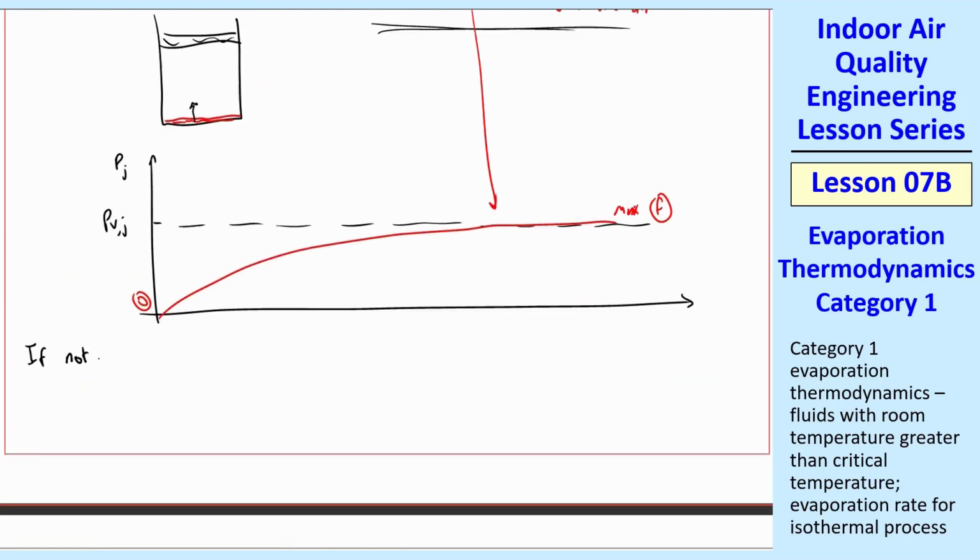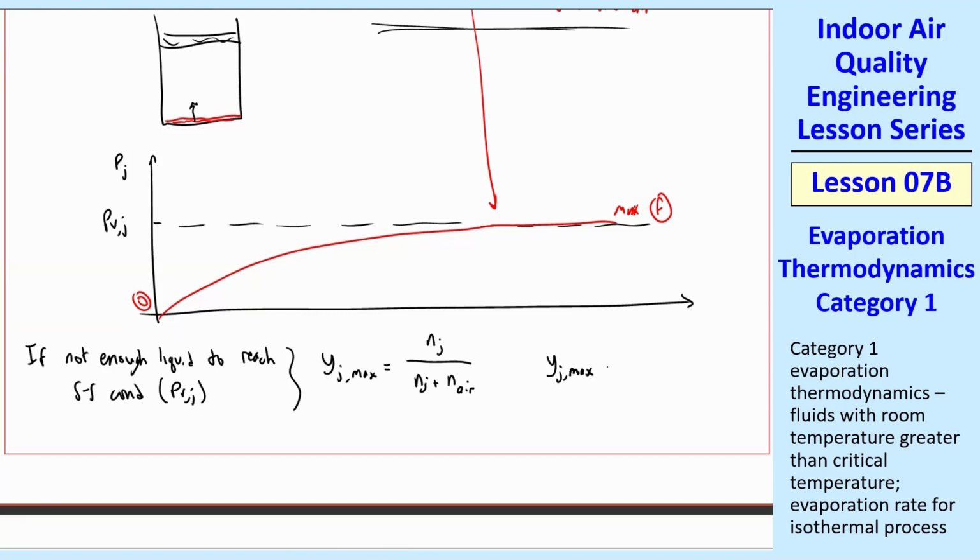If there's not enough liquid to reach the steady state conditions or PVJ, what happens? Well, in that case, Yj max is simply the number of moles of liquid that you start with over the total number of moles in the system. And so Yj max would be less than Yj steady state in this case.